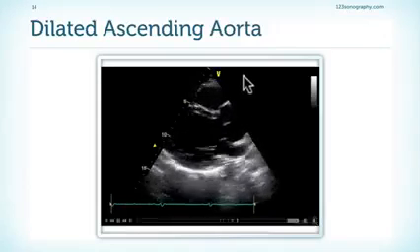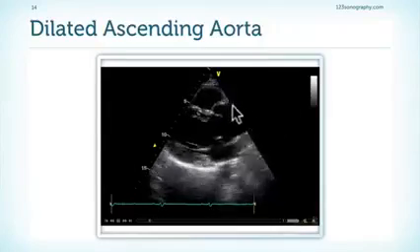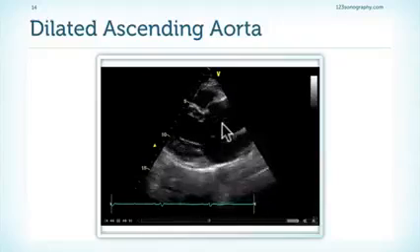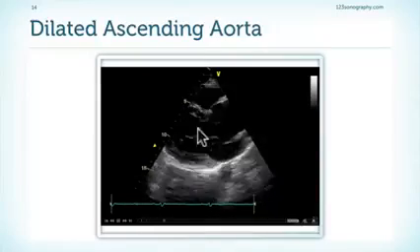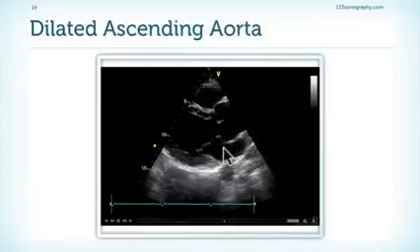What else can be seen in many patients? A dilated aorta. The dilatation of the aorta can either be the cause of aortic regurgitation or can be associated with patients who have bicuspid valves who often frequently have regurgitation.